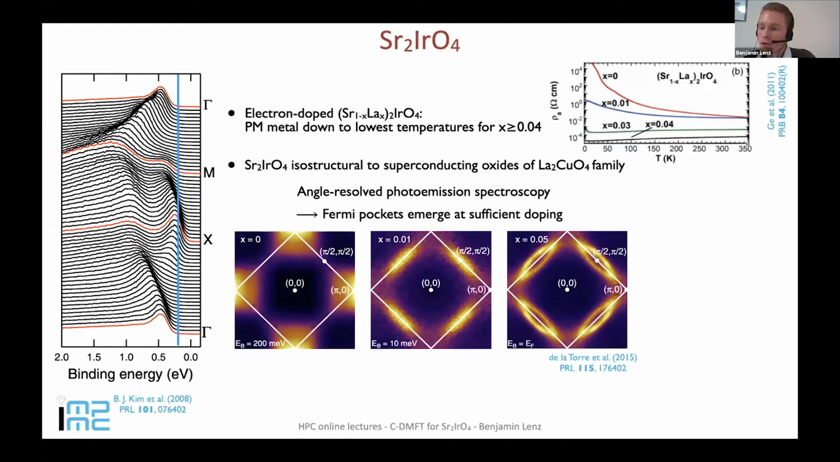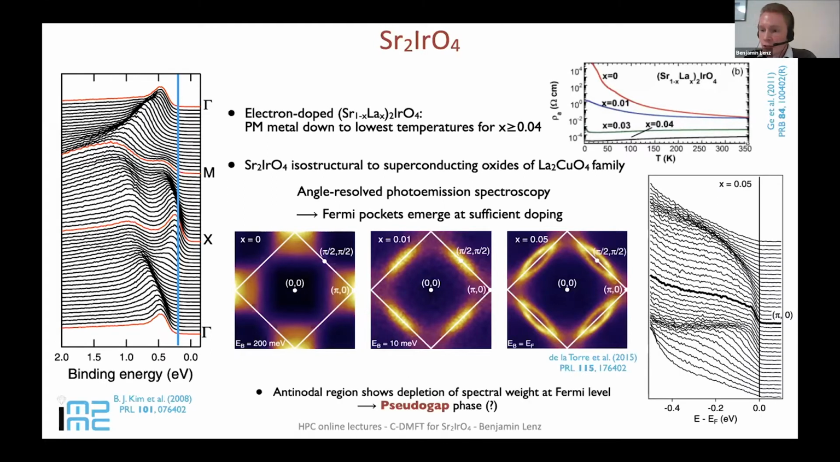In cuprate superconductors, there's another very important feature, namely the so-called pseudogap phase, which means that as a function of the momentum, the wave vector, you can have regions, for instance the antinodal region, where you have a depletion of the spectral weight at the Fermi level. So this is a very peculiar phase that people also hoped to find in strontium iridate, and this was for us one of the main reasons at the beginning to study this system.